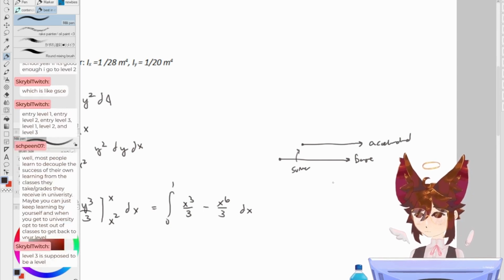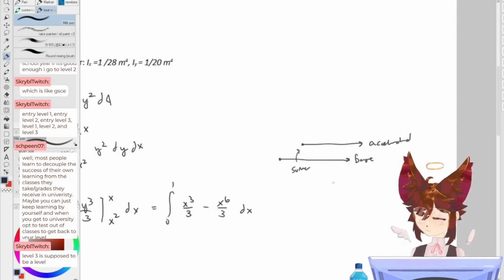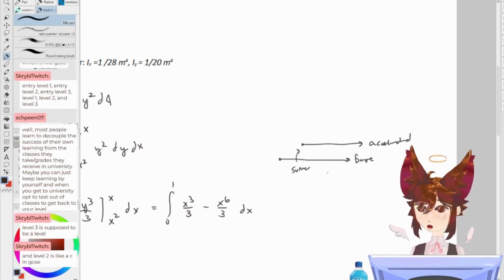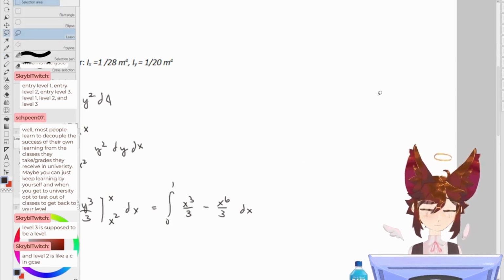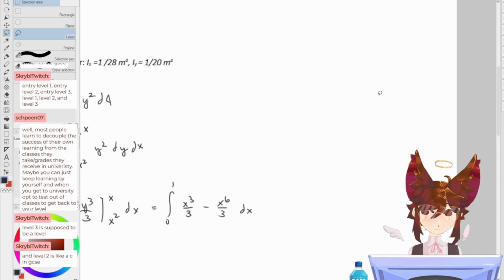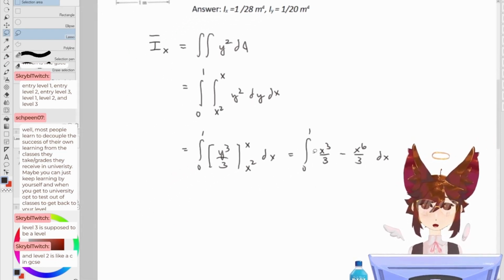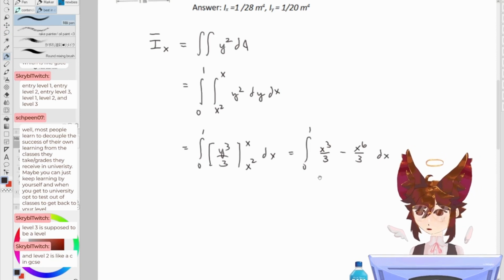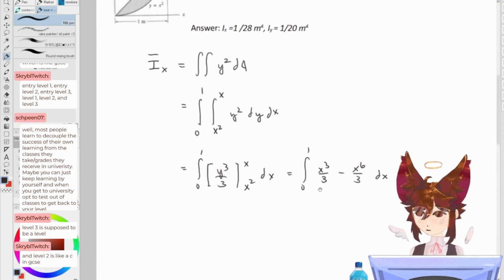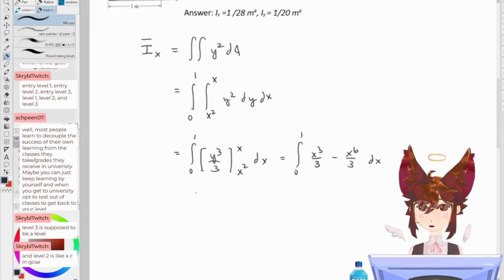Most people learn to decouple the success of their own learning from the classes they take. Maybe you can just keep learning by yourself when you get to university, opt to test out classes to get back to your level. Yeah, exactly. That's also an option. Yeah, if you're a good student, you don't have to be in accelerated classes to do well. Level 3 is supposed to be a level, and level 2 is like a C and GCSE.